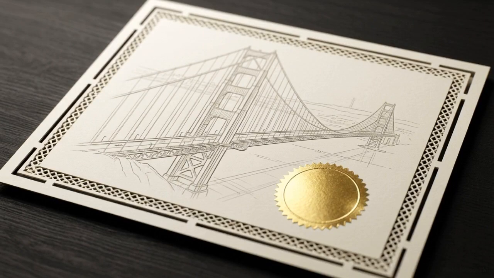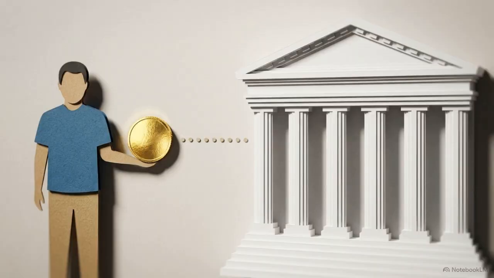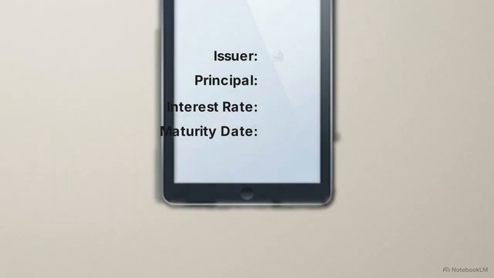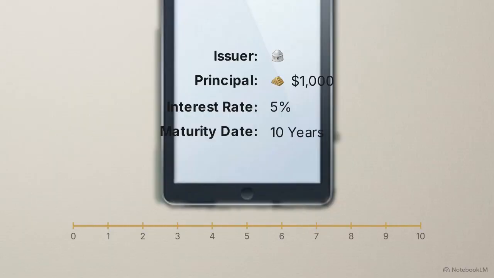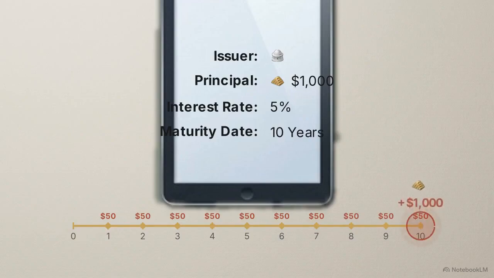Let's pull back from massive infrastructure and look at the mechanics of a single bond. At its core, it is just a loan agreement between an individual and a large organization. Every bond has 4 pillars: issuer, principal, interest rate, and maturity date. Lending $1,000 at 5% for 10 years gives you $50 yearly. At 10 years, the borrower returns your original $1,000 principal.